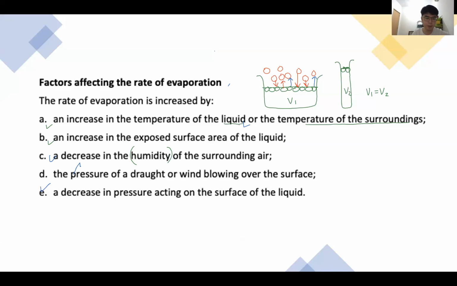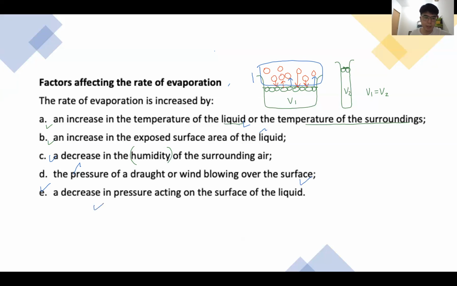Next one, D. The presence of a draught or wind blowing over the surface. Now, it's the same reason. You can relate C and D. If you have wind blowing, it carries these particles away. The particles that are stuck above the surface have a tendency to come back into the liquid. So if you have wind blowing, you carry them away, preventing them from dropping back inside the liquid. So it speeds up the evaporation. That is the wind movement.